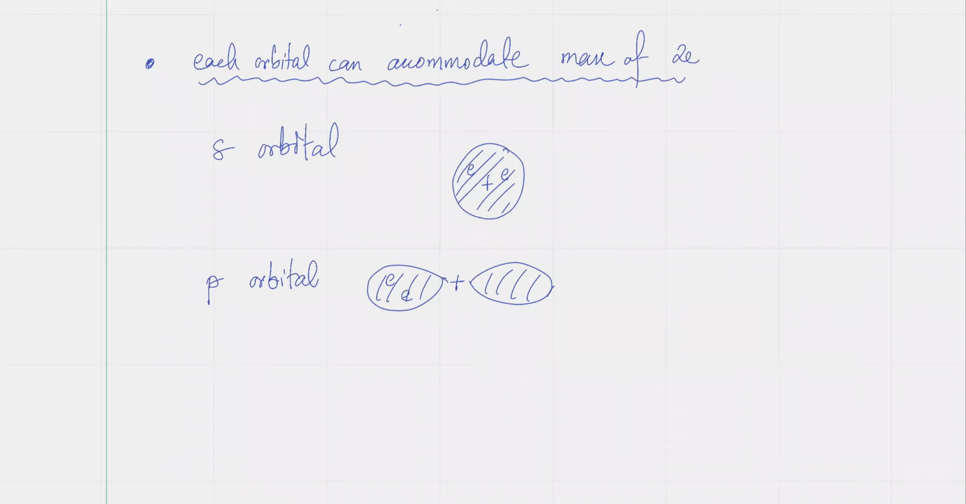Yes. Achha. So now there's another question. We're only focusing on a single orbital, and I'm saying that each orbital can accommodate a maximum of 2 electrons. So all the orbitals that we studied, each one can accommodate a maximum of 2 electrons.